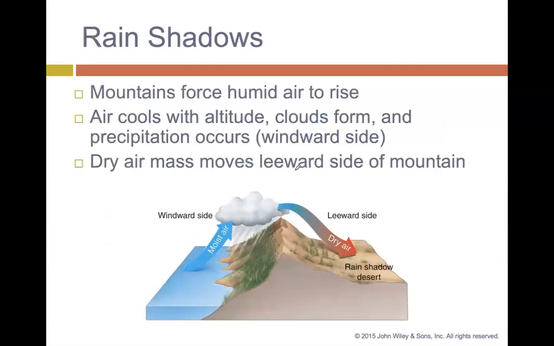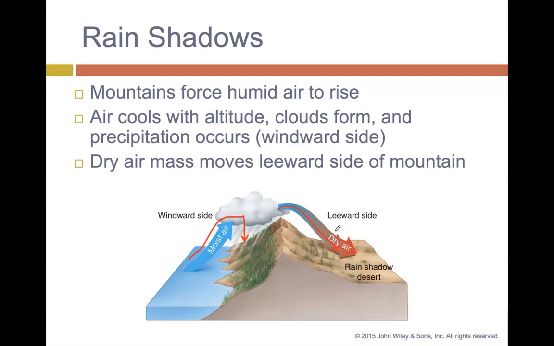Rain shadow. So mountains force humid air to rise. As air cools with altitude, clouds form and precipitation occurs on that windward side of the mountains. But because those clouds lose all their precipitation, that dry air mass then moves to the leeward side of the mountain and we get a rain shadow.